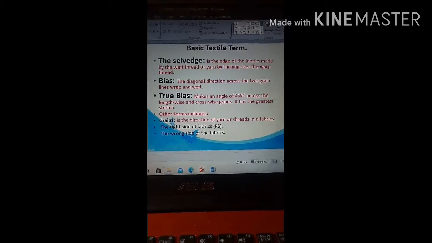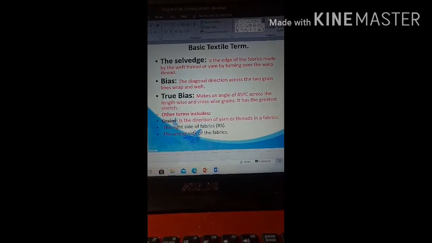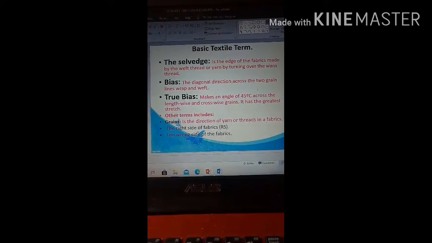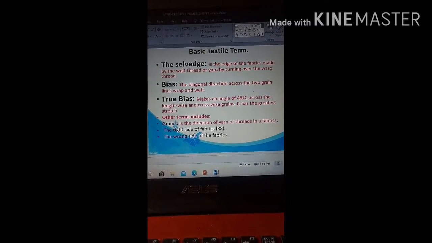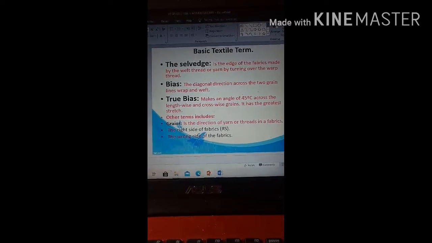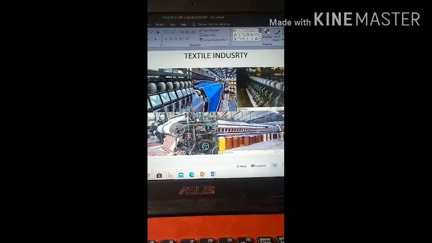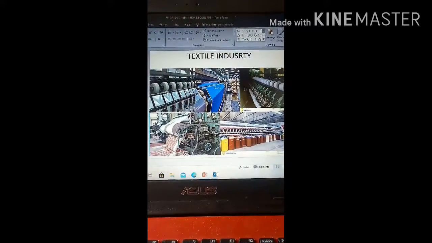Don't forget the yarn is like a thread in the fabric. So the direction of a thread in any sewn fabric is called the grain. So we can have the right side of the fabrics. We can also have the wrong side of the fabrics. Here I'm going to show you pictures of the textile industry.